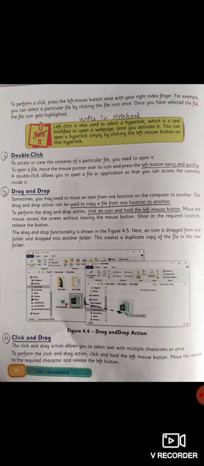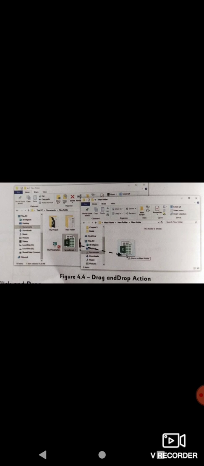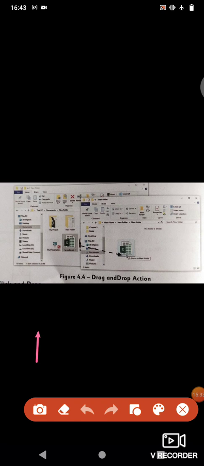The drag and drop functionality is shown in the figure 4.5. Here, an icon is dragged from one folder and dropped into another folder. This creates a duplicate copy of the file in the new folder. So, we have an example shown below performing the drag and drop. See here. Now, in this picture, as you can see, this file has been moved to this particular location.